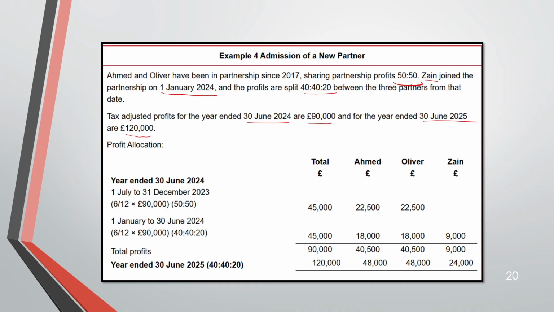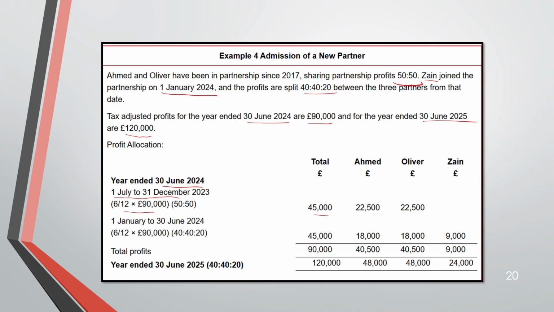So now they have shown you how the profit is allocated. Remember when Zain joined 1st Jan 24. So that means from 1st July, year end is 30th June. So from 1st July to 31st December 2023, this falls in the year end 30th June 2024. How many months? 6 months. There are 2 partners. What is the profit? 90,000. So 6 months of 90 in a 50-50 ratio.